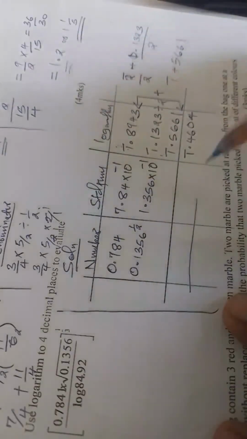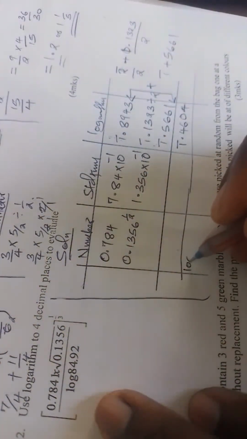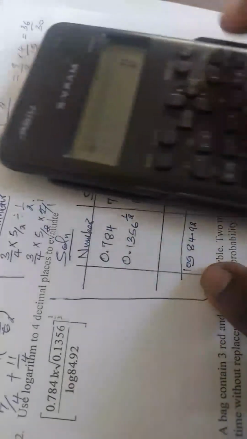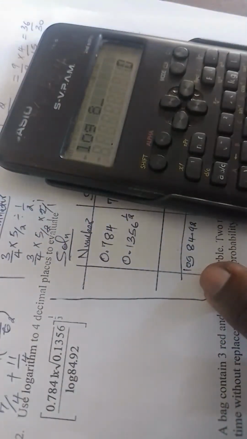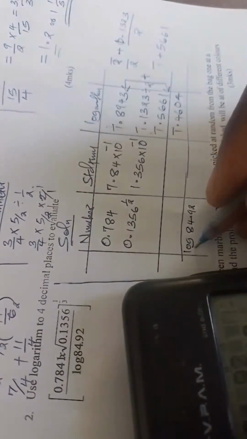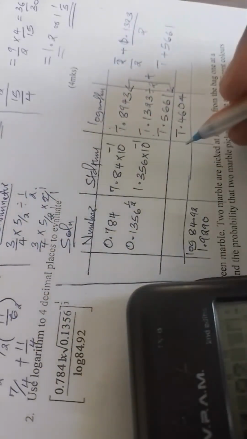Then after that, we can draw a line. Then what we have in the denominator is log 84.92. First we are supposed to find the log. Log 84.92 is the same as 1 point. So this one will be 1 point. Write it here, 1.9290. Then we can change this one into standard form.